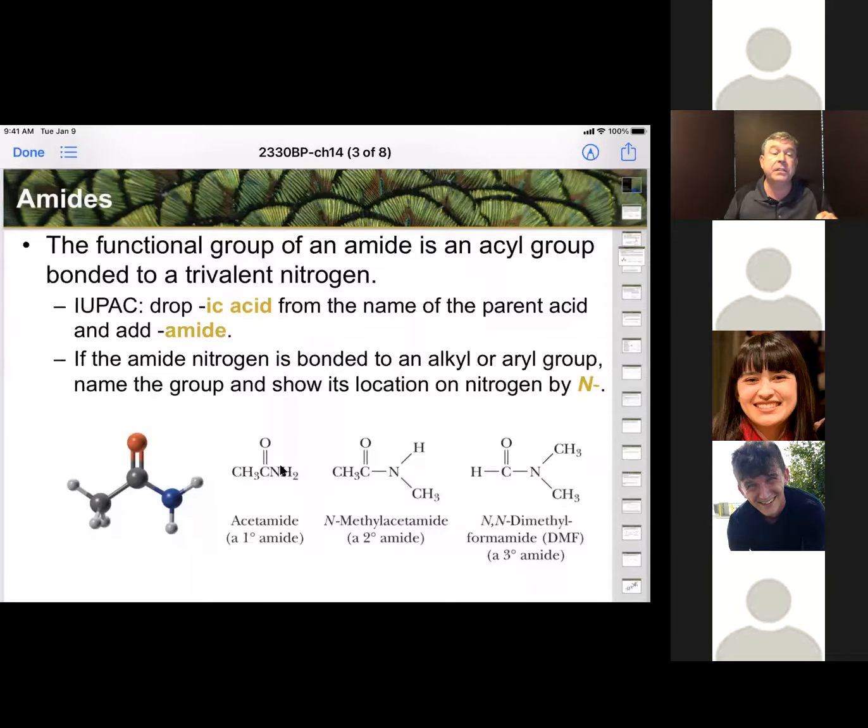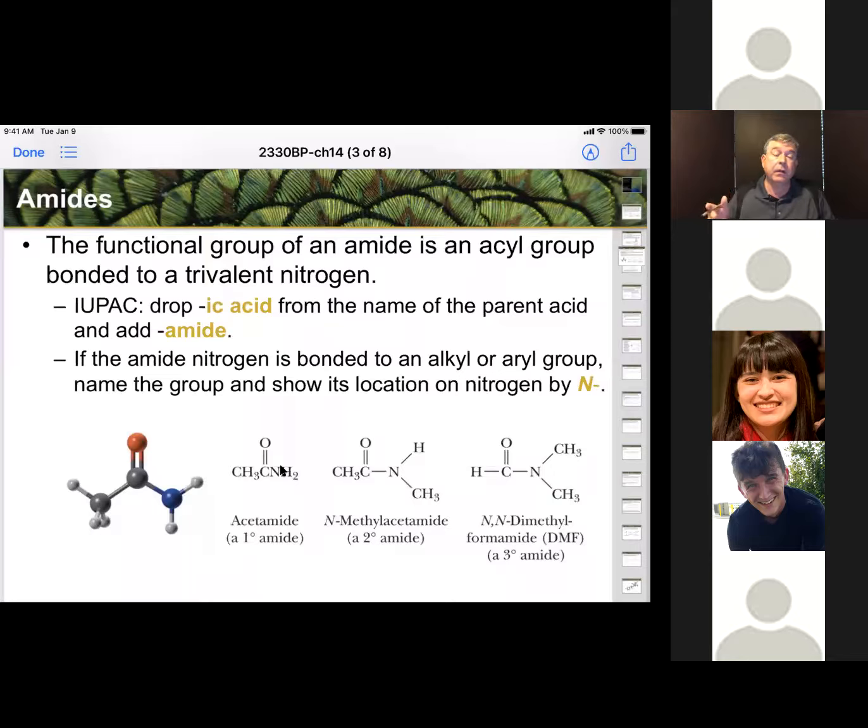The amides: we're replacing that OH from the carboxylic acid with a nitrogen. But just like amines, it's all about how many carbons are bonded to the nitrogen. So when we have an amide, the first carbon bonded to the nitrogen is always the carbonyl from the carboxylic acid. If we only have that carboxylic acid bonded to it, we call that a primary amide because it has one carbon bonded to the nitrogen.